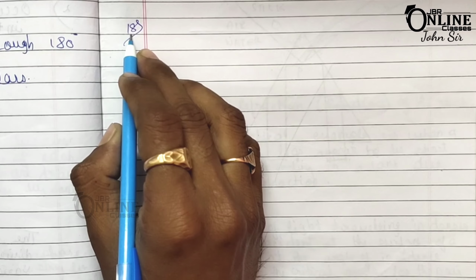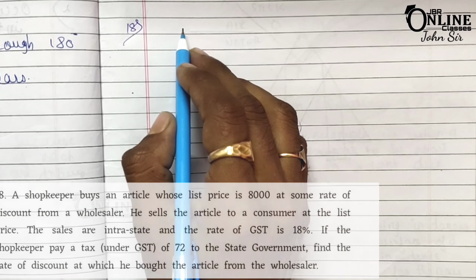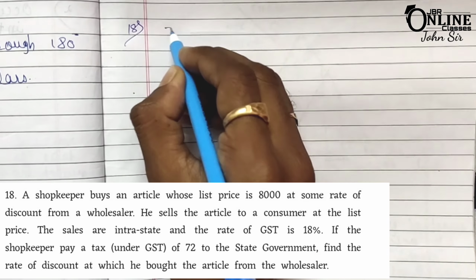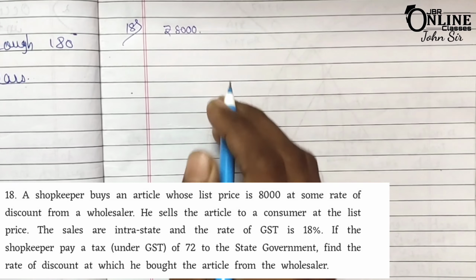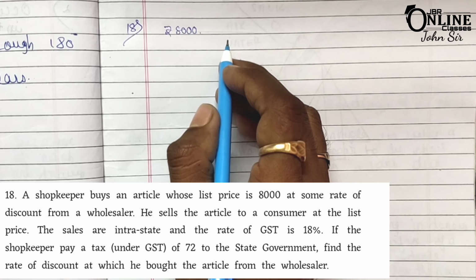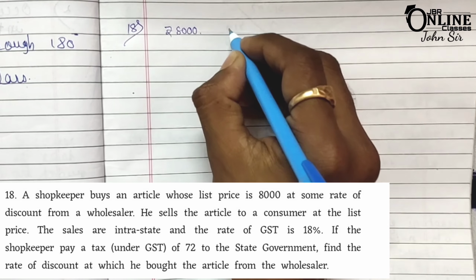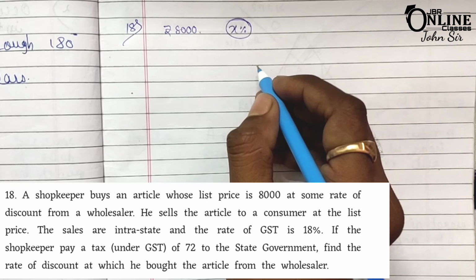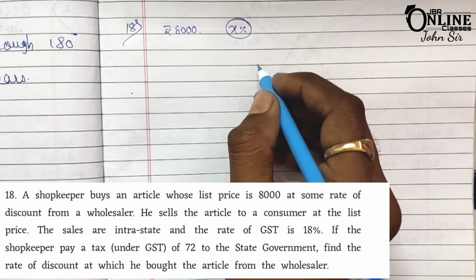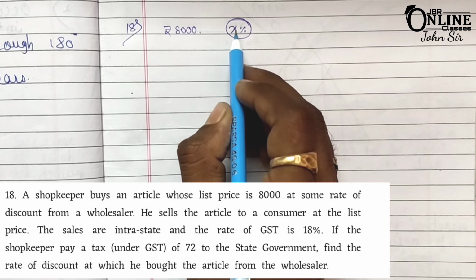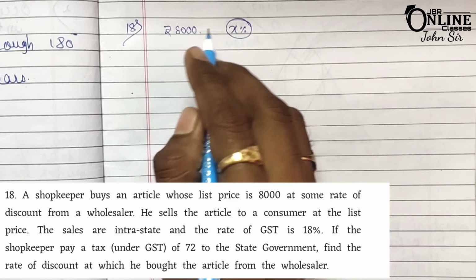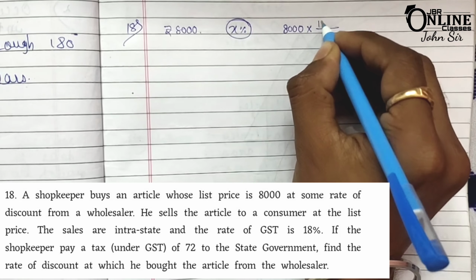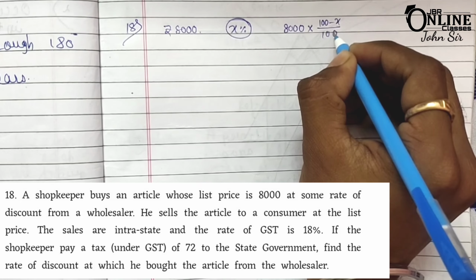So here in sum number 18 it says a shopkeeper buys an article whose list price is 8,000 at some rate of discount from a wholesaler. Suppose the discount will be X%. He sells the article to the consumer at the list price. So after the X% discount given by the wholesaler, the price will be 8000 into 100 minus X by 100.